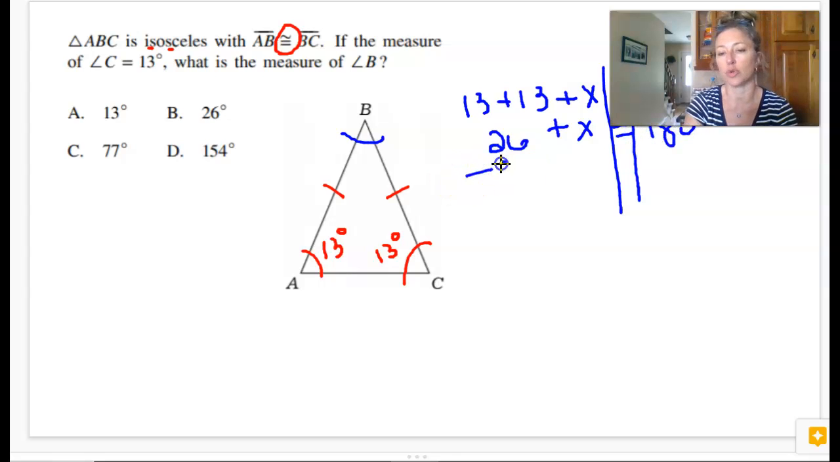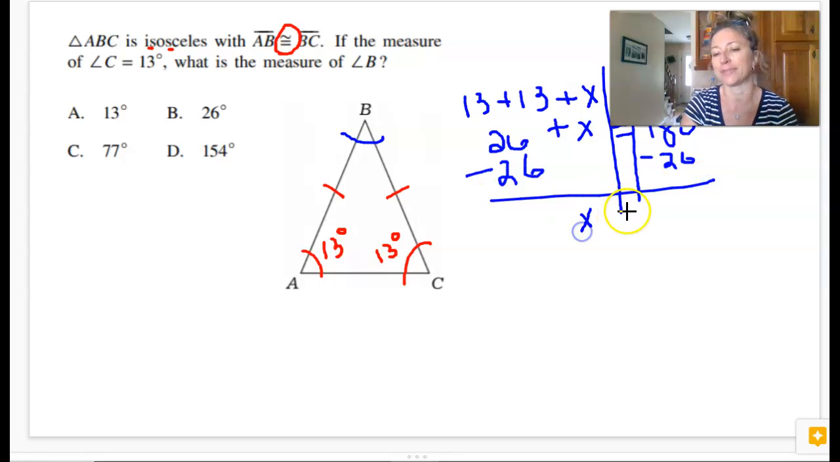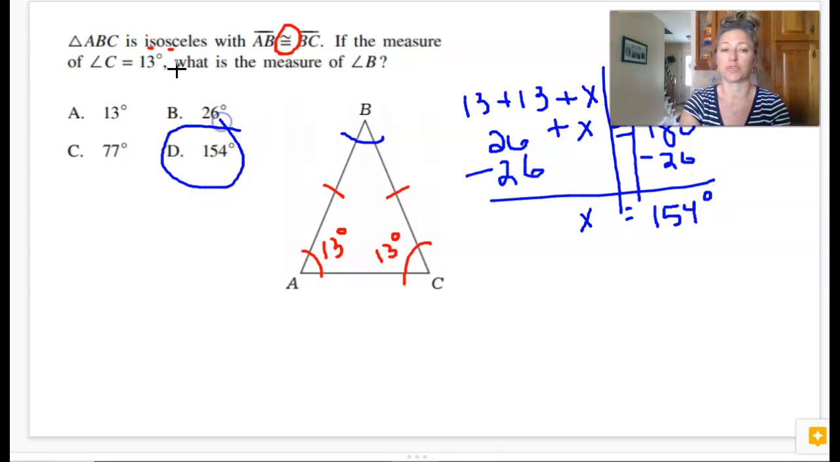Okay, so if I subtract 26 from both sides, this is really a lot like the last problem. What would we get? Please calculate that for me. I think you get 154 degrees. Always label. So B is 154 degrees.